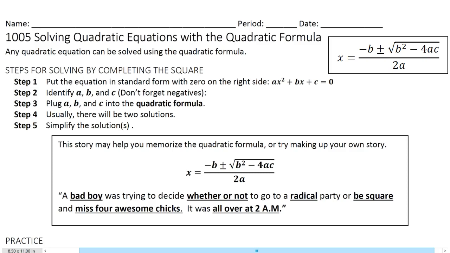2a. One way to remember this formula is to tell yourself this little story. A bad boy was trying to decide whether or not to go to a radical party or be square and miss out on 4 awesome chicks. It would all be over at 2 a.m. Now let's look at some examples.